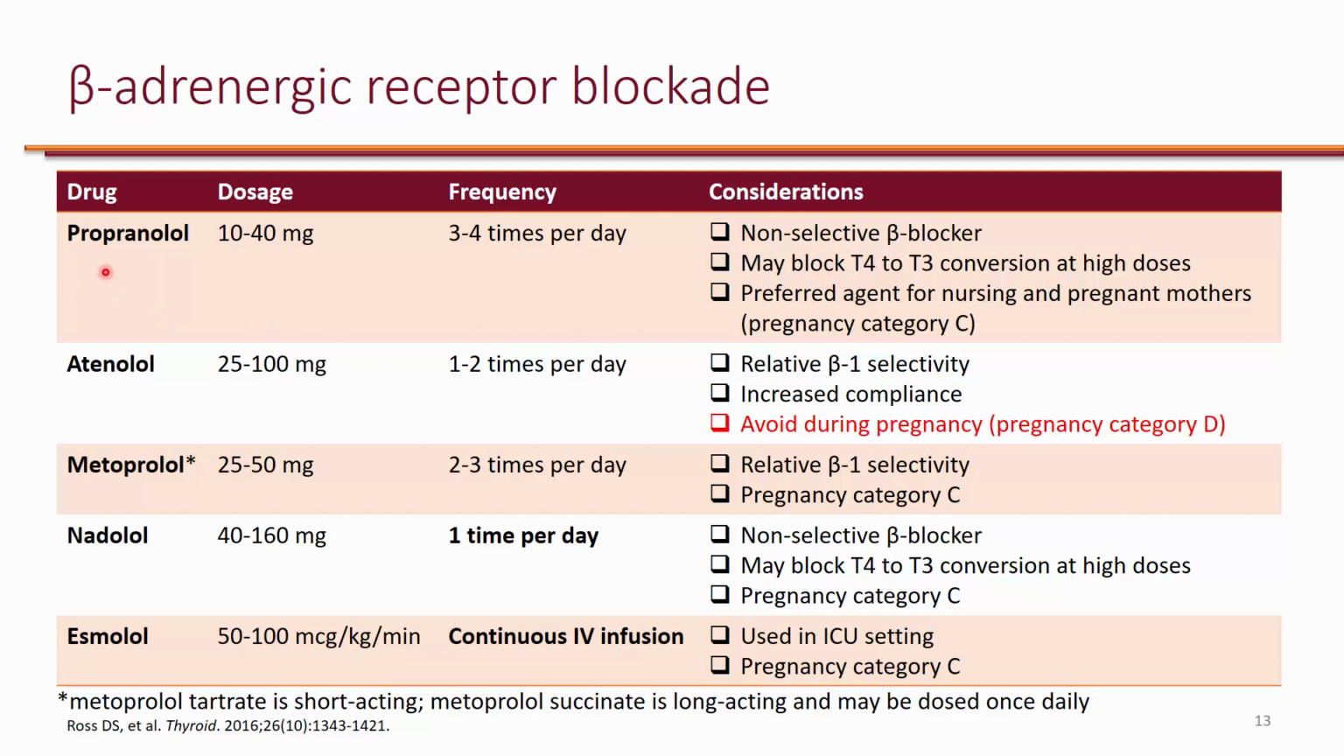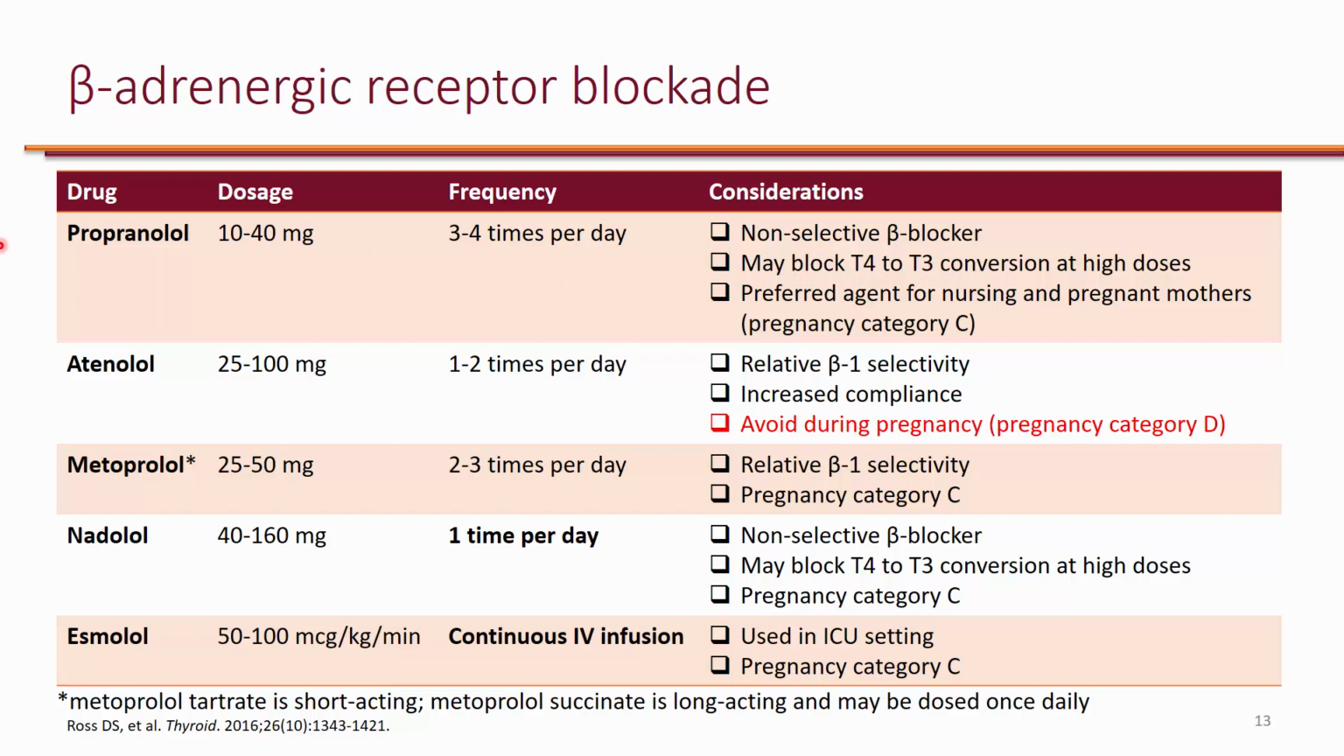Another thing that propranolol can possibly do is that it may block T4 to T3 conversion at high doses. So typically around 40 milligram, and that's one of the reasons we may use it 3 to 4 times a day. The more you have, the more likely that it will block T4 to T3 conversion. So we're talking about hyperthyroidism. If we block that conversion of T4 to T3, and remember that T3 is more potent than T4, that would actually help with the symptoms as well.